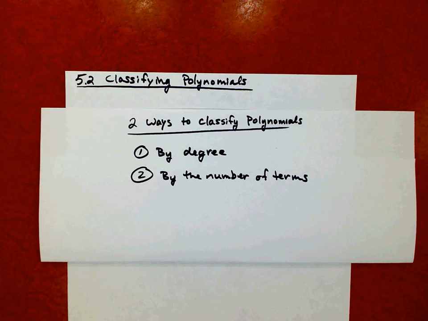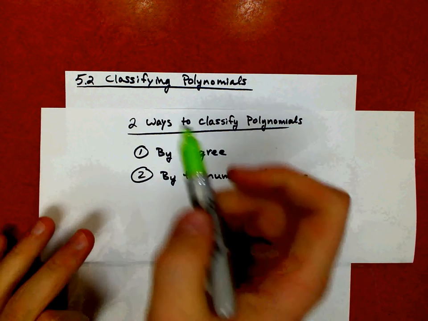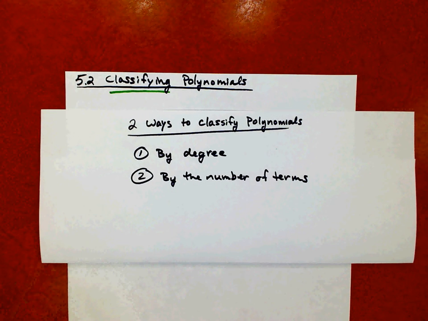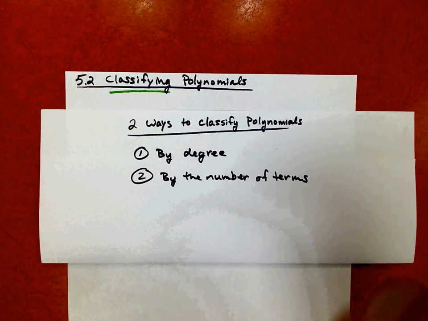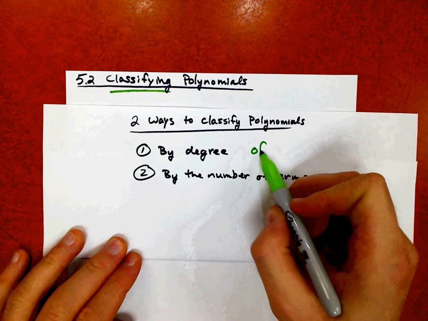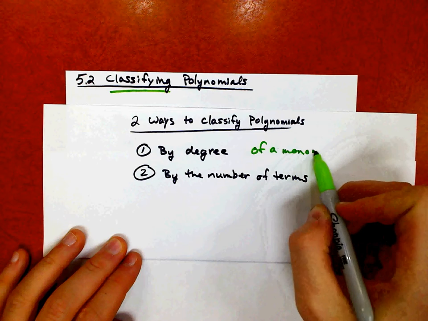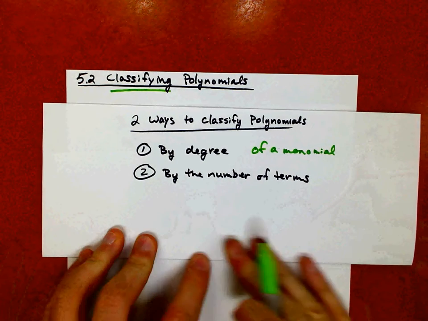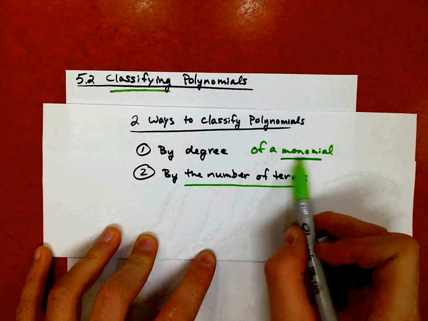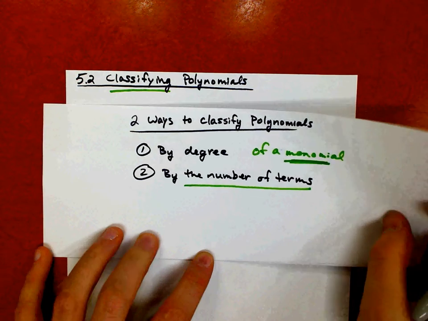Before we begin our work with polynomials in Chapter 5, Section 2, it's important to know how to classify polynomials, so that way you know what we're talking about when we use certain terms. One way to classify a polynomial is by its degree, which you've already talked about how to find the degree of a monomial. And the other way is to classify it by its number of terms. So let's first look at how to find the degree of a monomial.